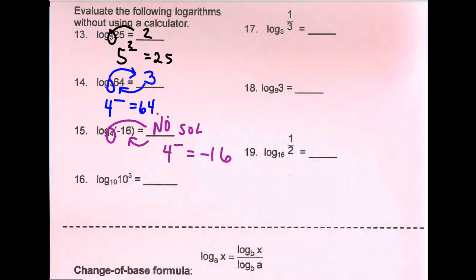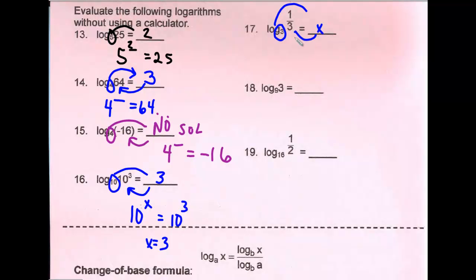Number 16. 10 raised to some power x is equal to 10 to the third power. Well, this one's easy. x is equal to 3. Number 17. 3 raised to some power x equals 1/3. Well, this one I just need to manipulate my numbers. 1 over 3 can be rewritten as 3 to the negative 1. So x is equal to negative 1. So this blank is really negative 1.